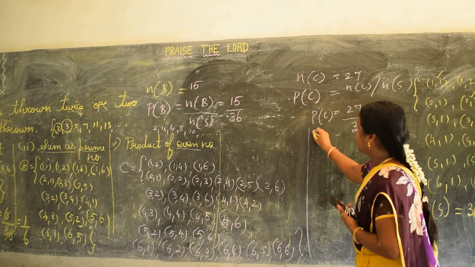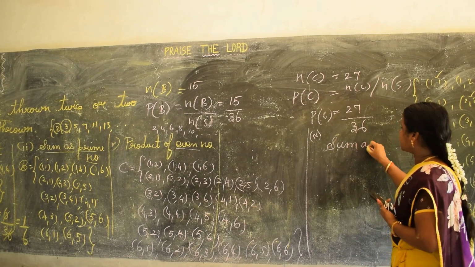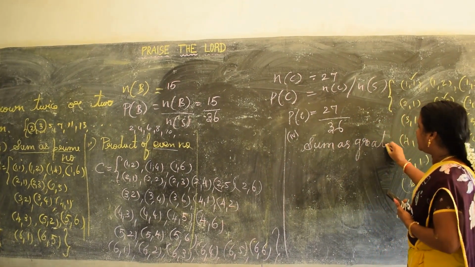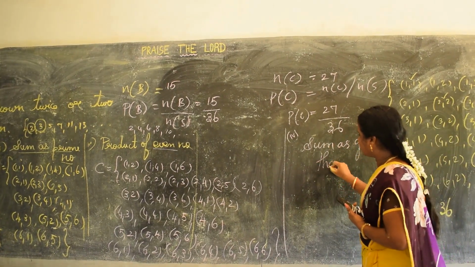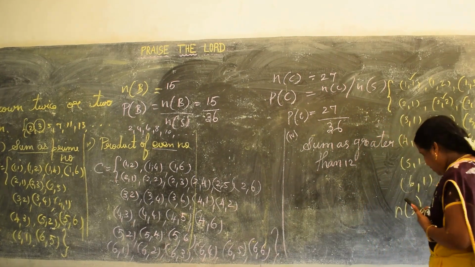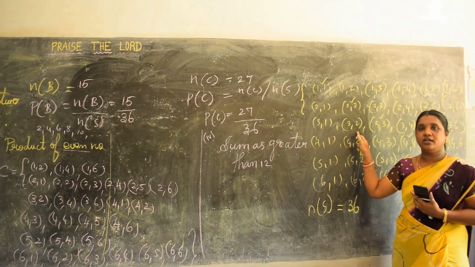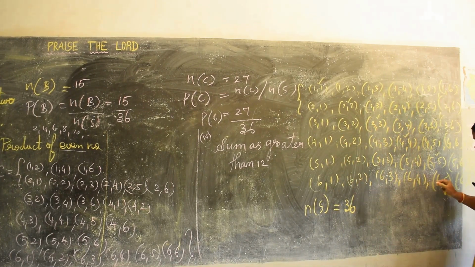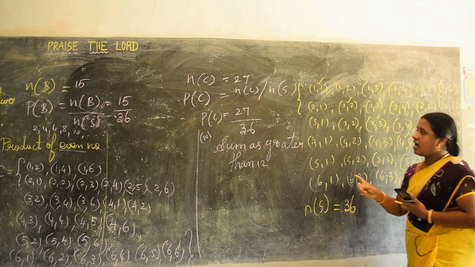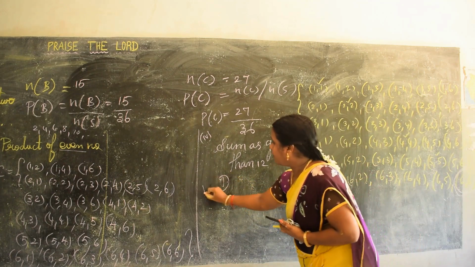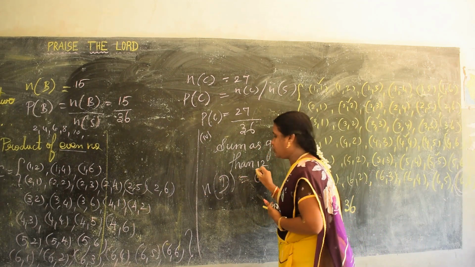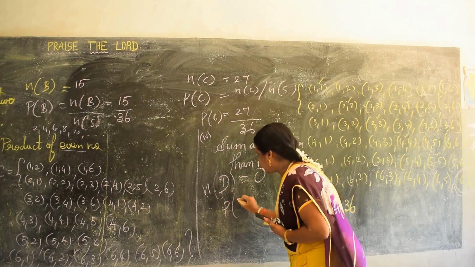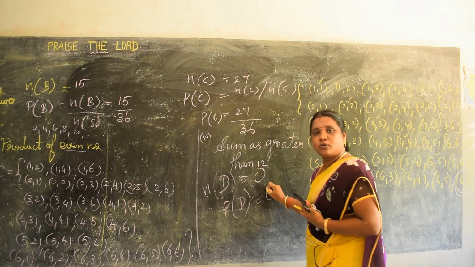What is our fourth subdivision? Sum as greater than 12. That means if you add the sample space, you have to get greater than 12. See here, the sums are lesser than or equal to 12. Our last element is 6, 6. If you add this, you get 12, not greater than 12. So I am going to keep it as d. n of d is equal to 0. So probability of d is also 0.